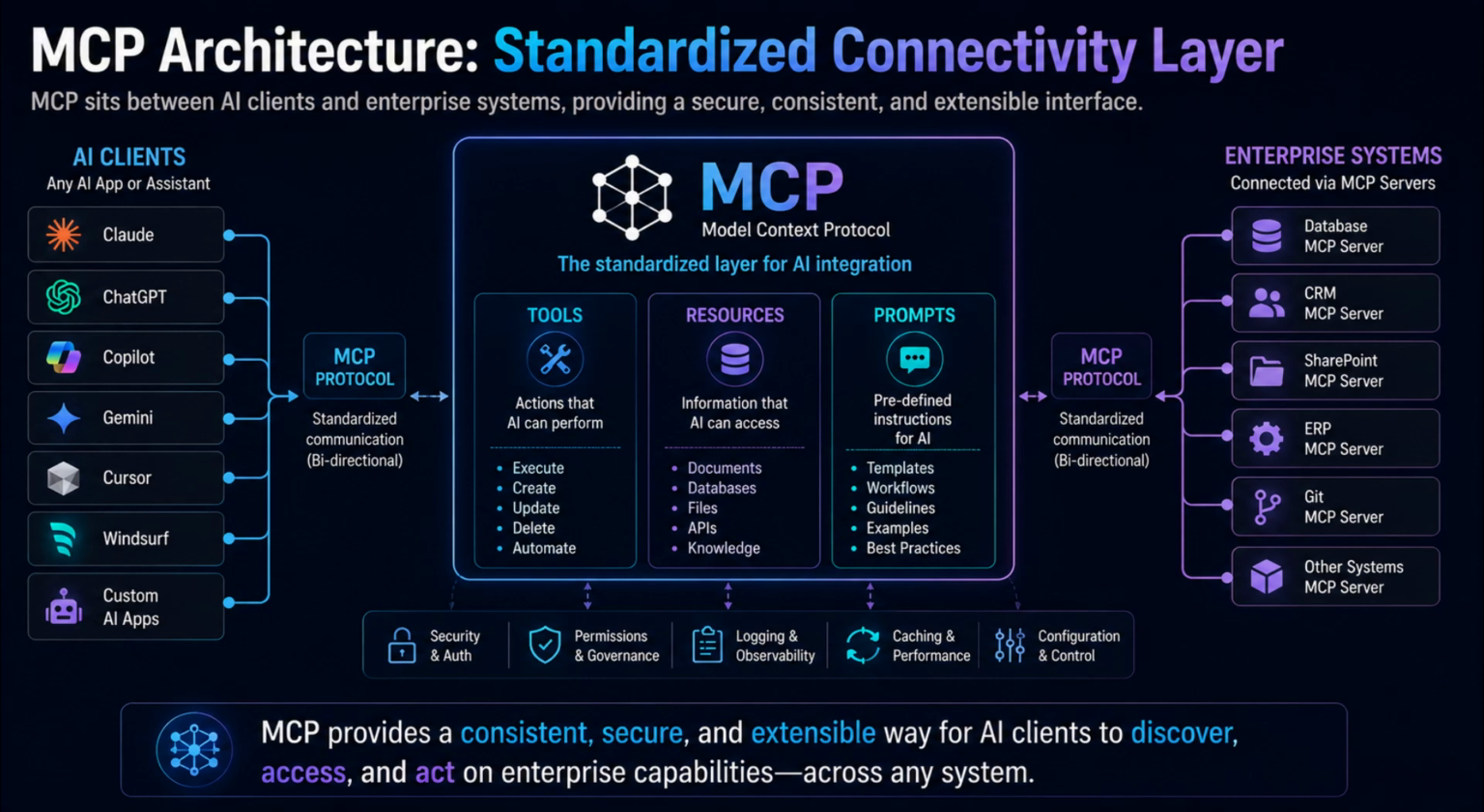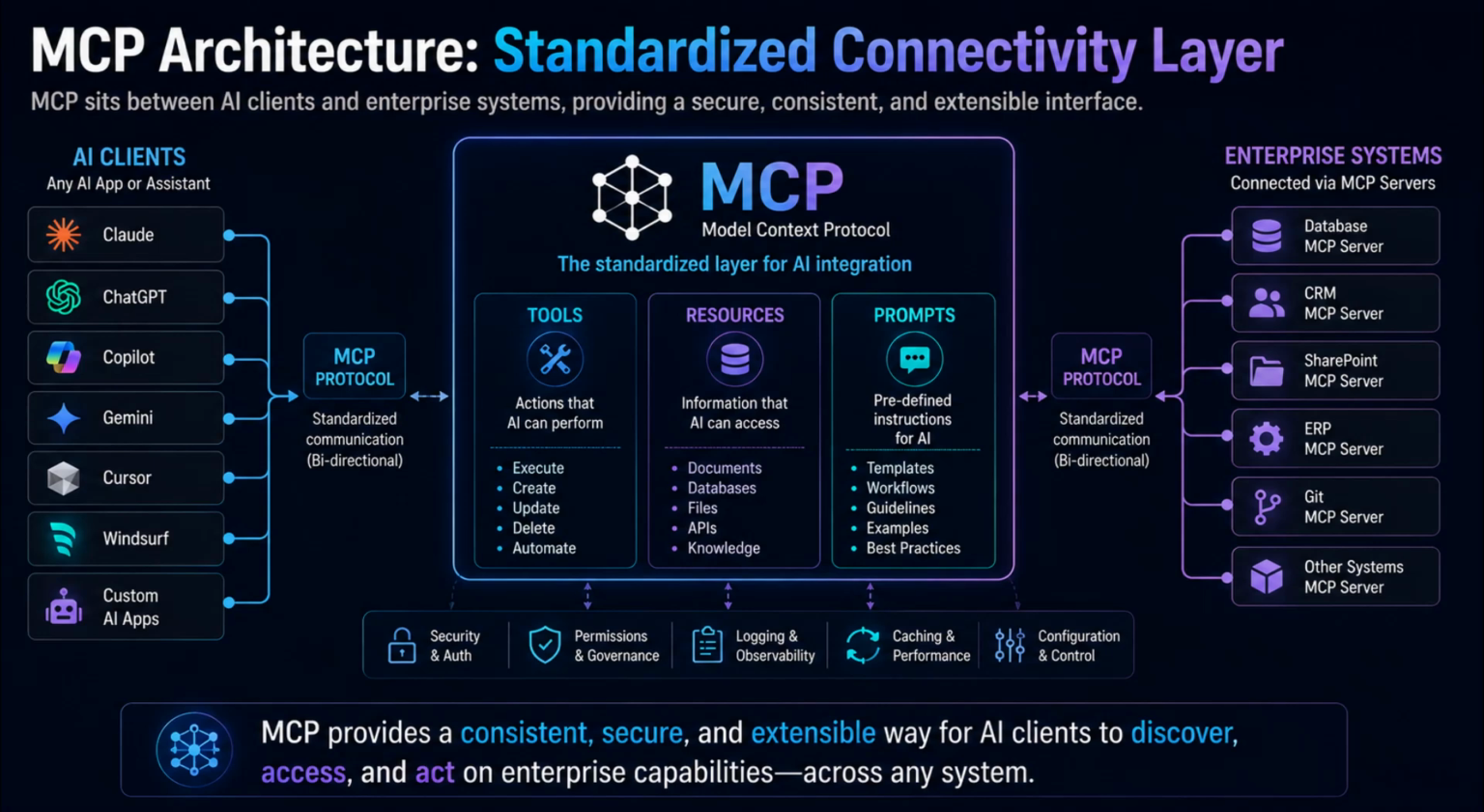Now let's look at how MCP actually works. At a high level, there are three major components. First, we have AI clients. These are applications like ChatGPT, Claude, Copilot, and custom AI agents, which are tools users interact with. Second, we have MCP servers, which act as intermediaries between the AI clients and the business systems. Each MCP server is granted access to specific systems and exposes their capabilities to AI in a standardized way. Third, we have the enterprise systems themselves, where the business information resides, like the databases, CRM, ERP, etc.